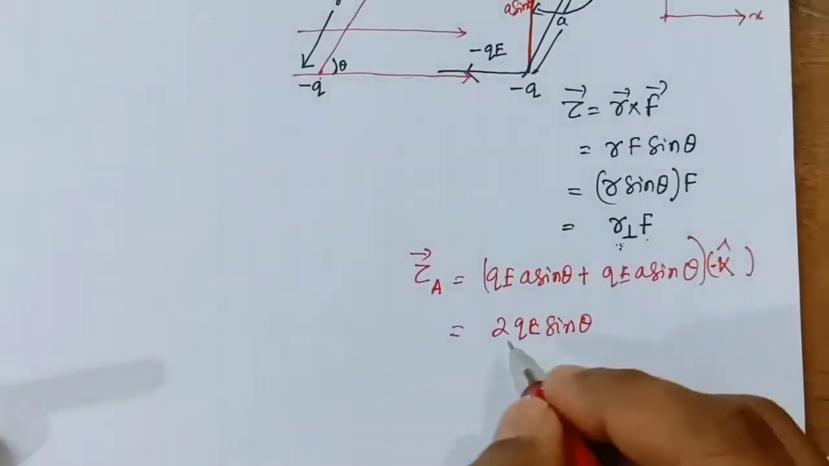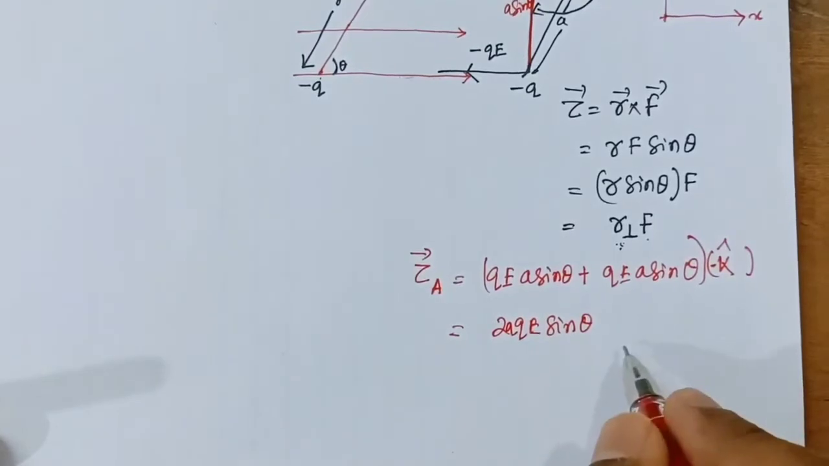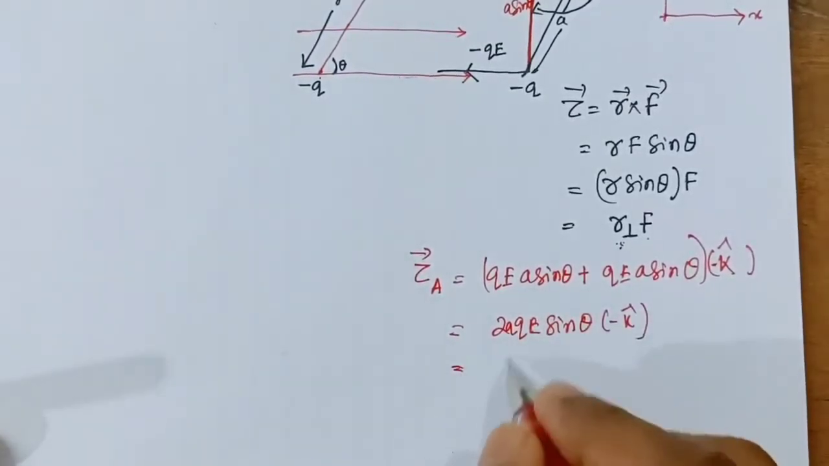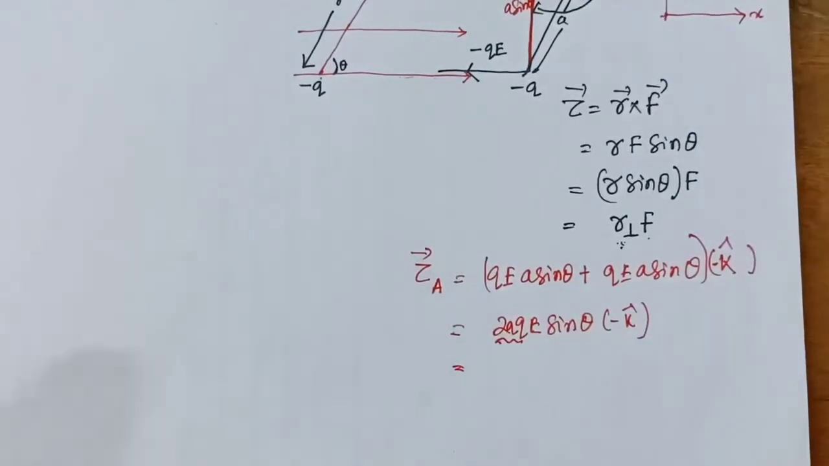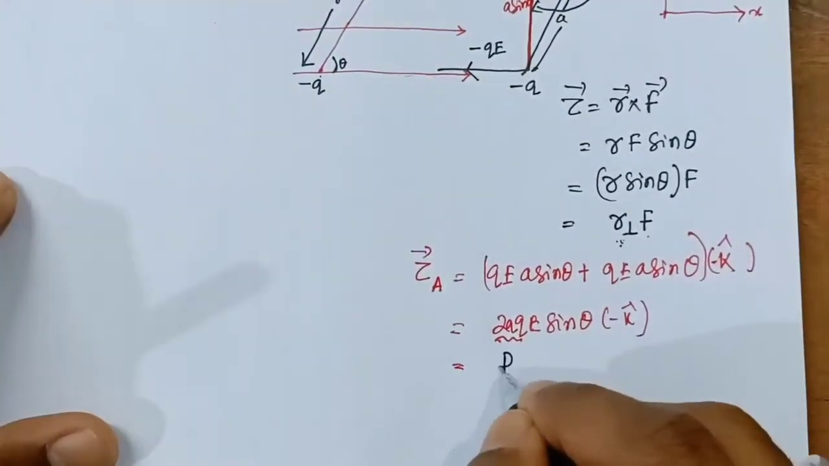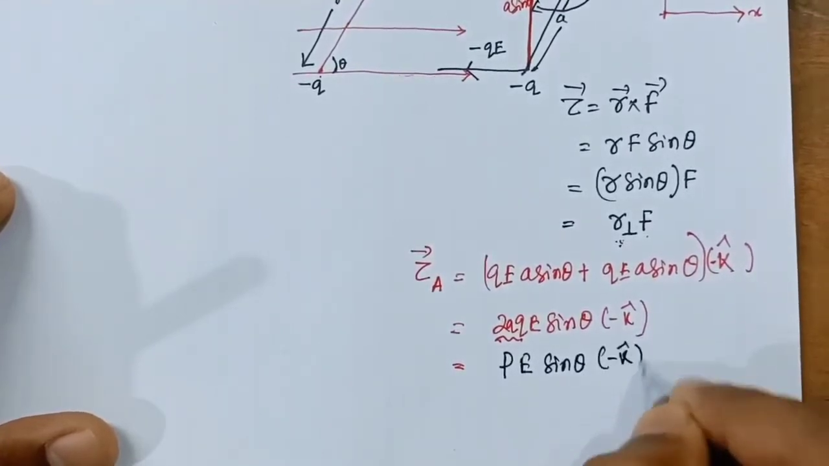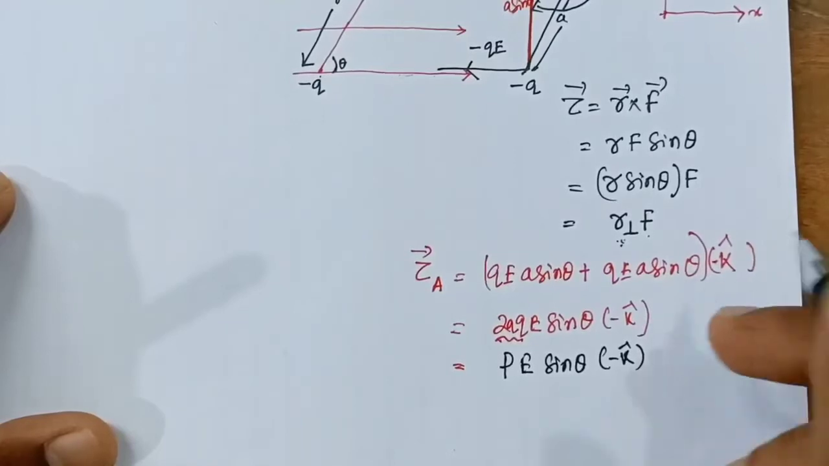2Q, and another thing is 2QA E sin theta, and direction is minus k cap. Also, the expression can be written as 2QA. This whole thing can be written as dipole moment, so this is PE sin theta. This is minus k cap, because I have assumed the inward direction as minus k cap.